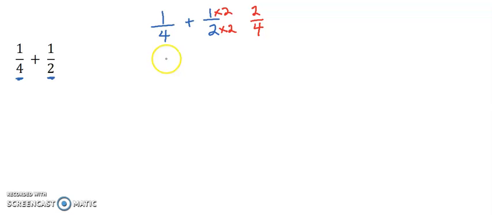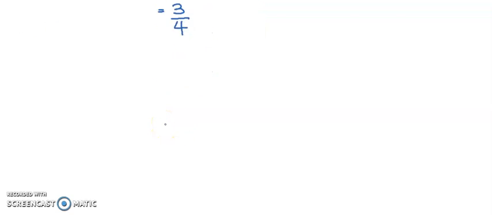Now, all we'll have to do is rewrite the problem. 1/4 plus, instead of using the half, now we're going to write the equivalent fraction, which is 2/4. So we know a quarter plus 2/4, and because the denominators are the same, we can just add the numerators, and the answer will be 3/4. All right? So that's nice and easy. Let us try another one.